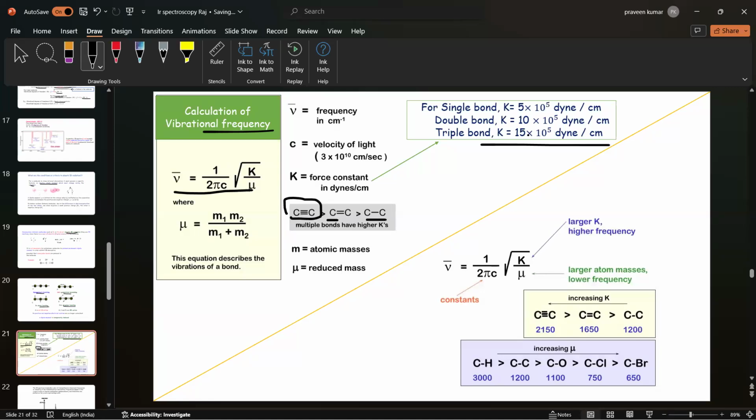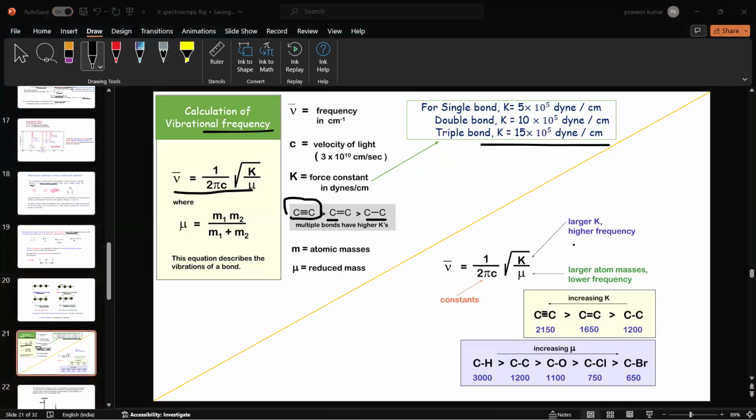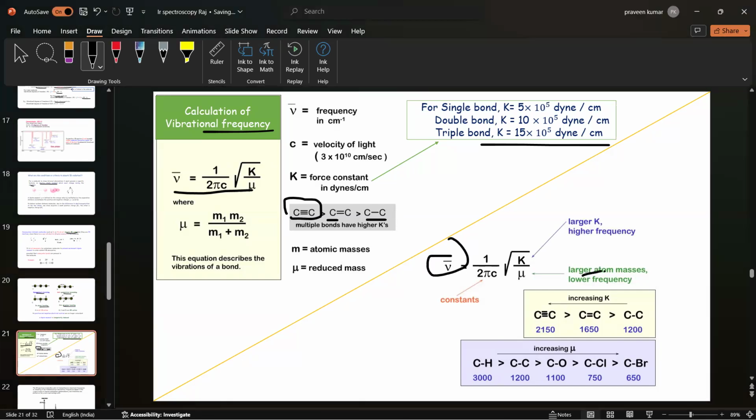As you can see, the triple bond has 3 bonds. That's why the stretching force constant is 15 into 10 power 5 dyne per centimeter. For the double bond, it is 10 into 10 power 5 dyne per centimeter. For the single bond, it is 5 into 10 power 5 dyne per centimeter. So the larger the K value, the higher the frequency. The larger the atomic masses, the lower the frequency.